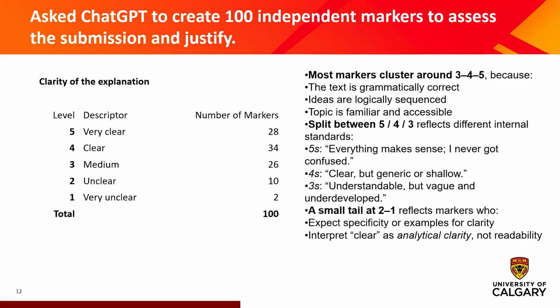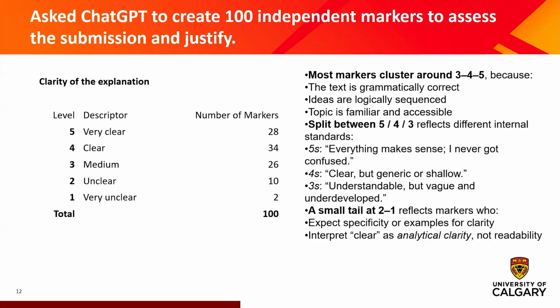The text is grammatically correct, ideas are logically sequenced, and the topic is familiar and accessible. A split between 5, 4, and 3 reflects different internal standards. 5: everything makes sense. 4: clear but generic. 3: understandable but vague. And a small tail at 2 to 1 reflects markers who expect specificity or examples for clarity, and then interpret clear as analytical clarity, not readability. So this was one of the first challenges we faced when we were developing this prototype with Dr. Sarouche: the feedback was all over the place.